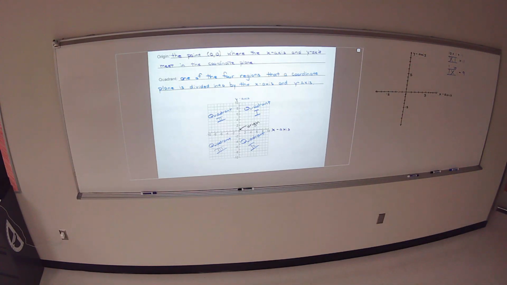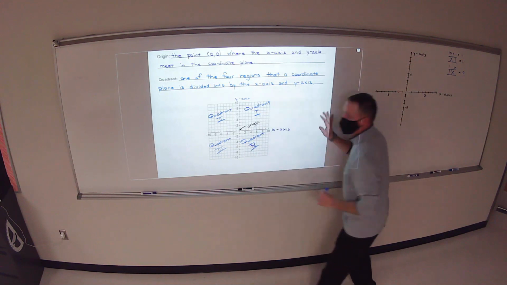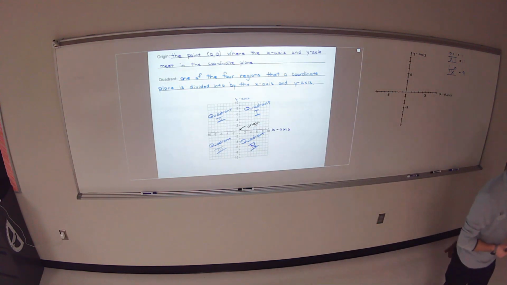It should be a full V, yeah. Sorry. Gosh, being picky today, Delaney. There you go. There's quadrant number 4.